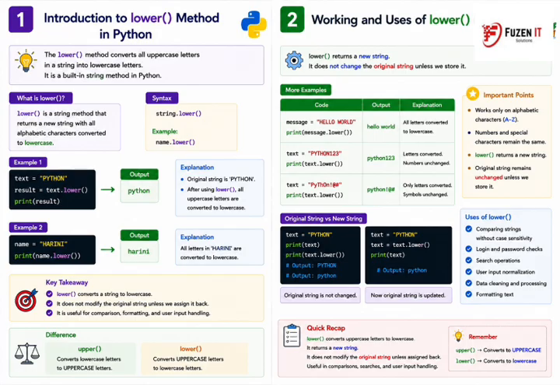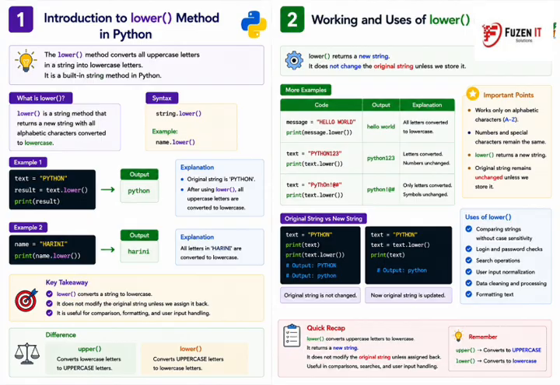Let's see an example. text is equal to "PYTHON", which is in uppercase. print(text.lower()). The output will become "python" in lowercase letters. Here all capital letters are converted into small letters.